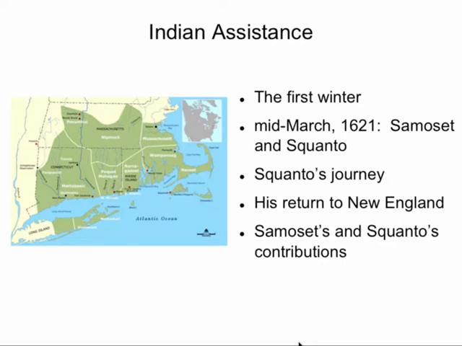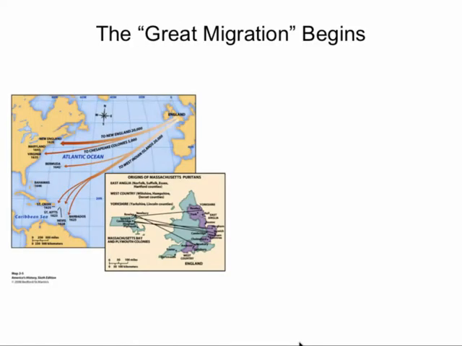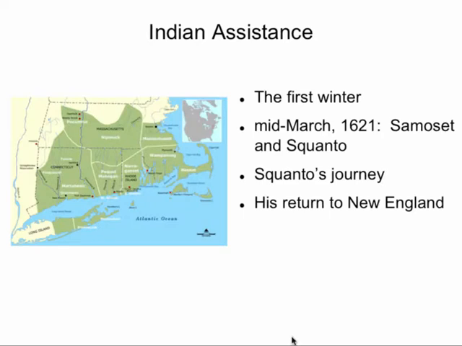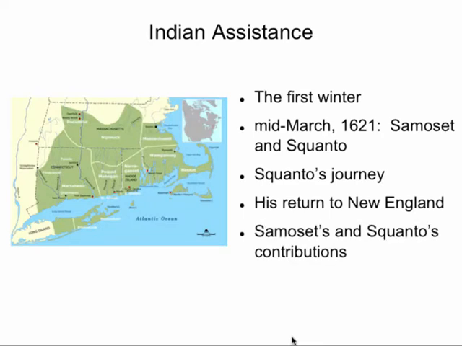He taught the Pilgrims how best to farm in the New England environment, and especially he taught them how to use a small fish called an alewife for fertilizer, because the New England soil is very rocky, at least in Plymouth, and not particularly good soil. And so, really, Samoset and Squanto, between them, did a tremendous amount to help the settlers survive.